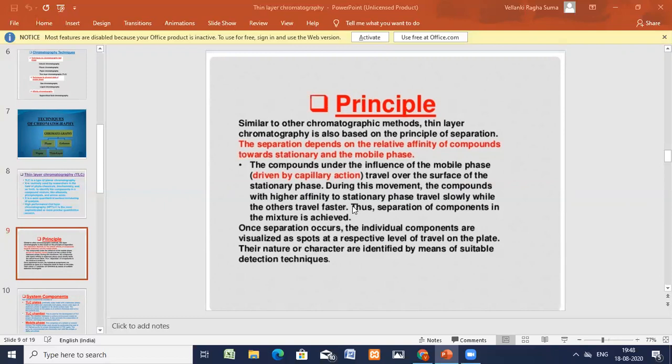So equipment is simple, the chromatogram development time is very less, stationary phase choice is wider, recovery of the separated components is fast and easy, separation efficiency is also high, and identification of separated components is easy.